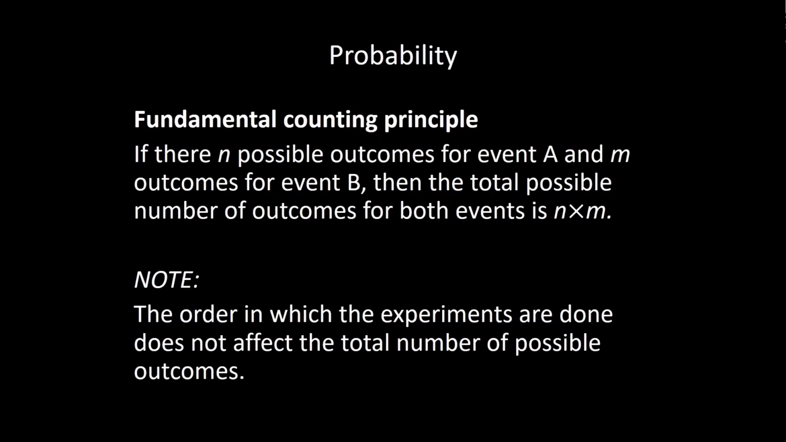Okay, so what does the fundamental counting principle say? Let's have a look at that. It says that if there are n possible outcomes for event A and m possible outcomes for event B, then the total possible number of outcomes for both events is n times m. The order in which the experiments are done does not affect the total number of possible outcomes. Okay, so that all sounds very mathematical. Let's put it into an example and see what it means.